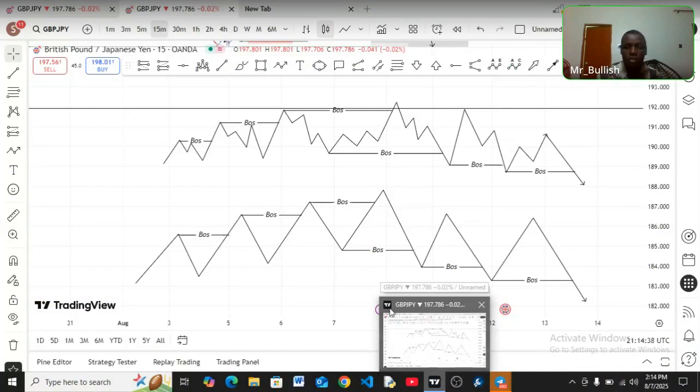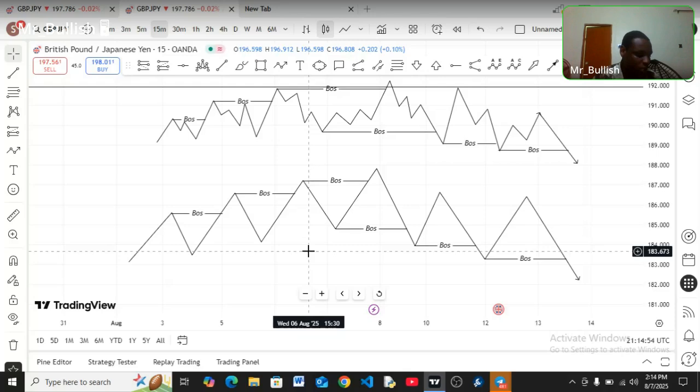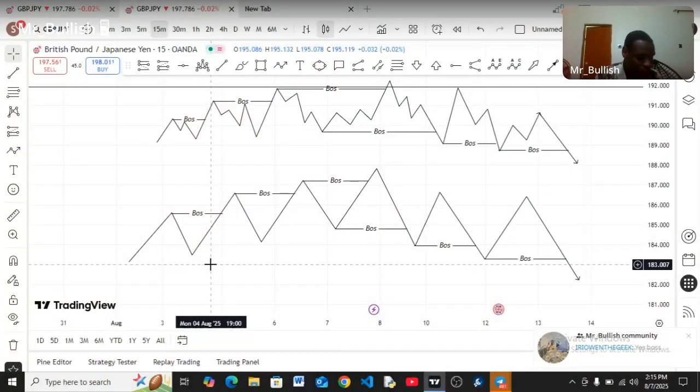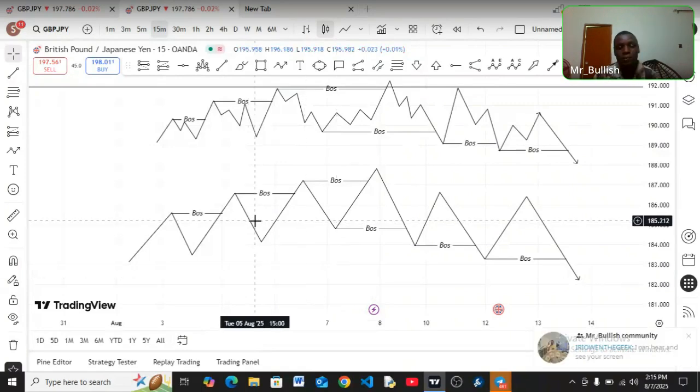Last class I believe we talked about market structure, and we understood that there are three main types of market structure: uptrend, downtrend, and ranging market. We said the uptrend consists of higher highs and higher lows, like what we have here.